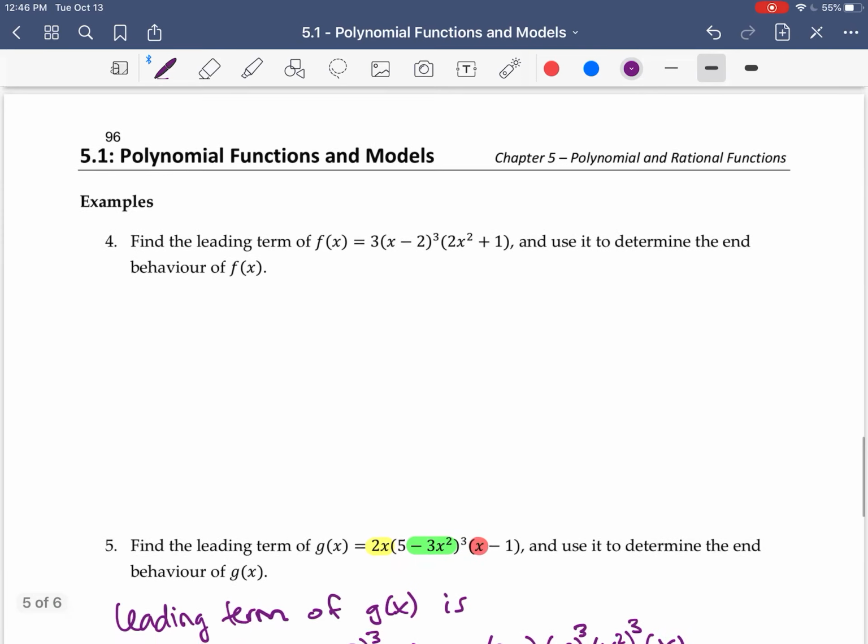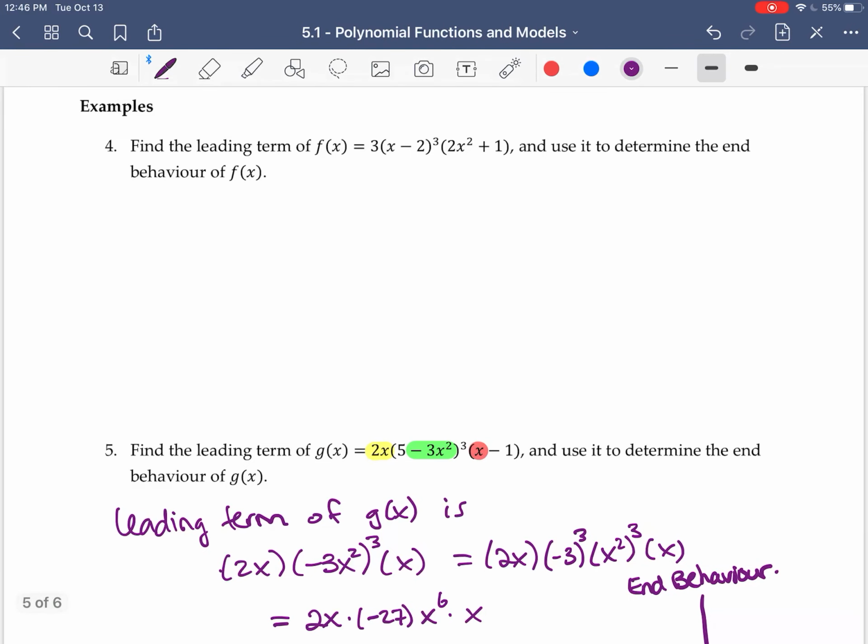So this is about end behavior. We want to find the leading term here so that we can find its end behavior. For the leading term, we just want to take each of the leading terms from each factor. So that's going to be the 3, the x from this one, and then the 2x squared from the third factor. So I'm going to have 3 times x times 2x squared. That's going to give me a 6.